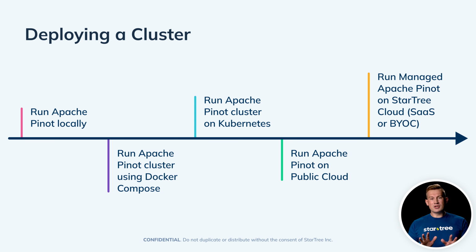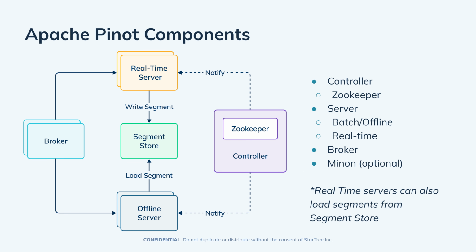Now, in this course, we're going to be using Docker Compose in order to run this locally. Let's talk about what a Pinot cluster actually is. At its core, a cluster is a collection of servers or processes that work together to handle your data ingestion, storage, and query processing. A typical Pinot cluster consists of several components: controller, broker, server, and minion. The controller manages cluster metadata, the broker handles query routing, and the server stores and processes data in segments. Minions perform different sorts of maintenance tasks.